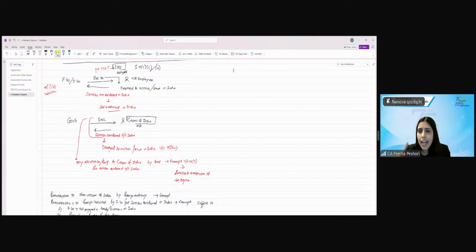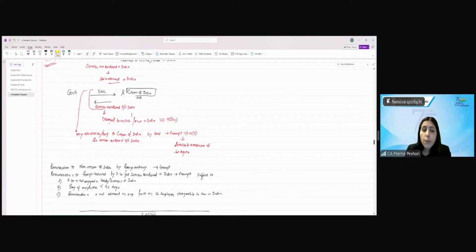So basically, the salary will be deemed to accrue or arise in India when the services are rendered in India and the salary gets earned in India, right? Therefore, in that case only, the salary will be deemed to accrue or arise in India for a non-resident. If I'm working for the government of India, the salary will be deemed to accrue or arise in India if I am a citizen of India in respect of the services rendered outside India.